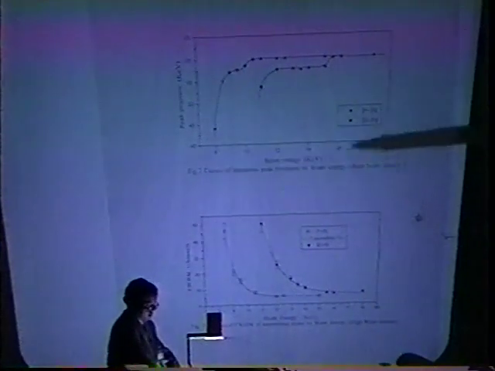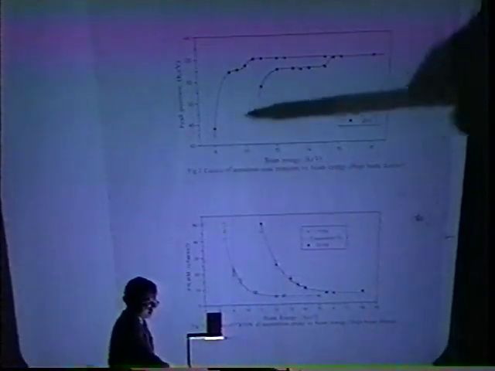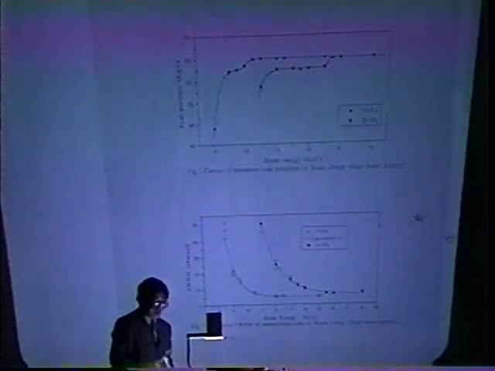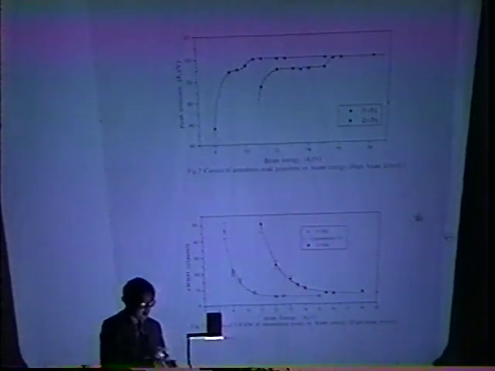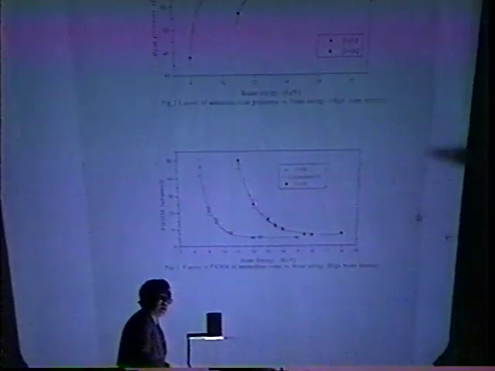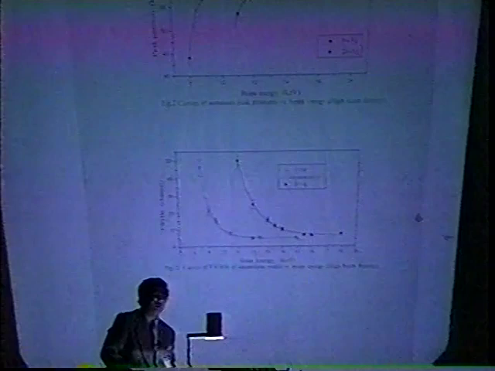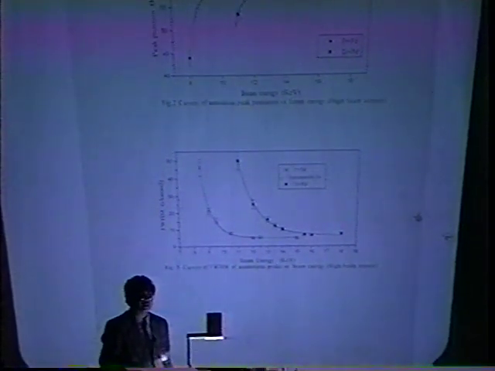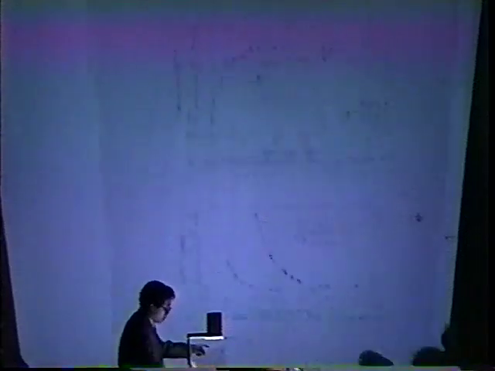And this peak moves with the increase of beam energy. This axis is beam energy, and this is peak position, both in keV. And the half-width of the peak is reduced with the increase of beam energy.